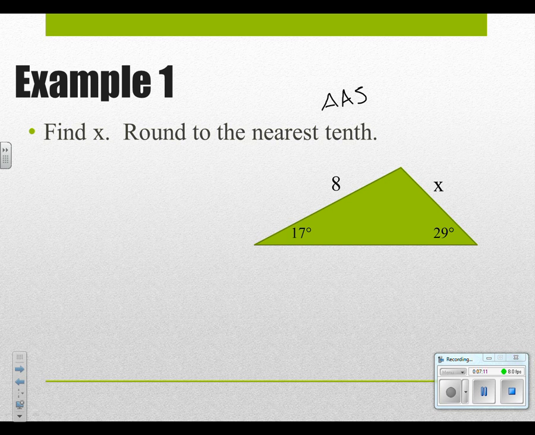When you set this up, I usually pay attention to begin with what it is I'm trying to find. So that's the x. Which angle is opposite the x? 17. So it's going to be sine of 17 degrees over, what's the side across from it? x. Equals the other ratio, the sine of 29 over 8.